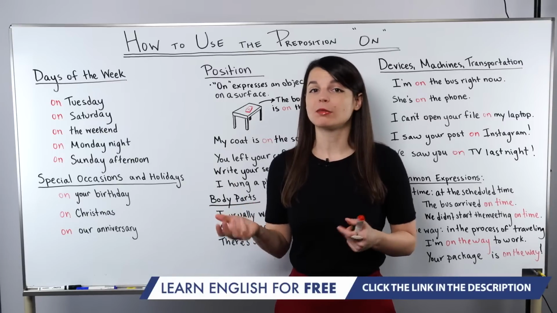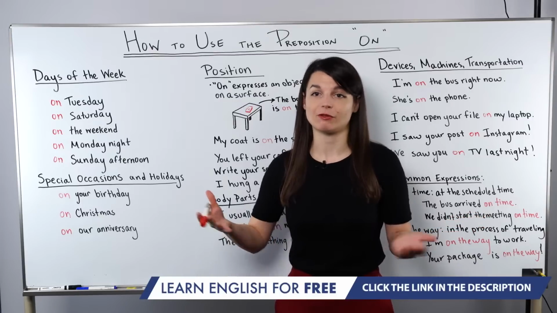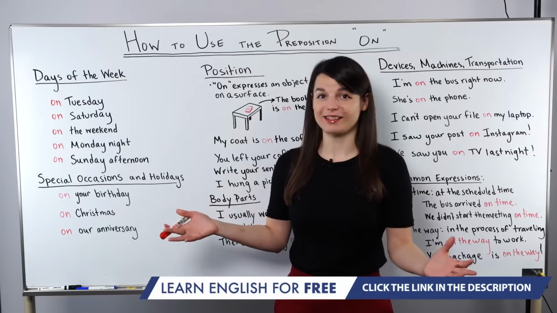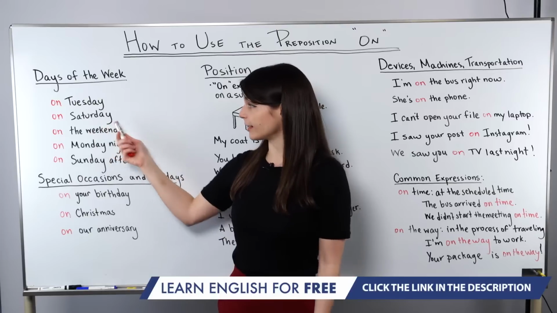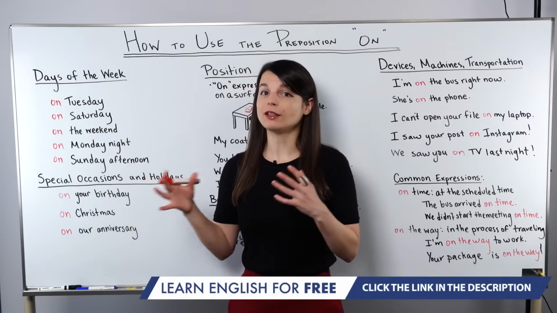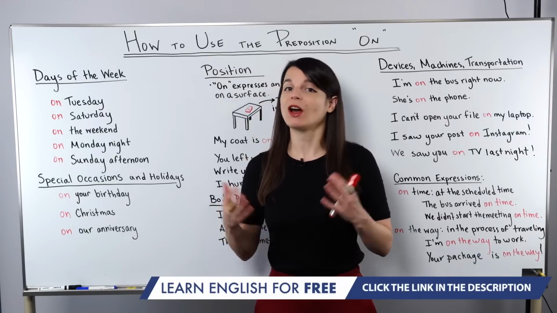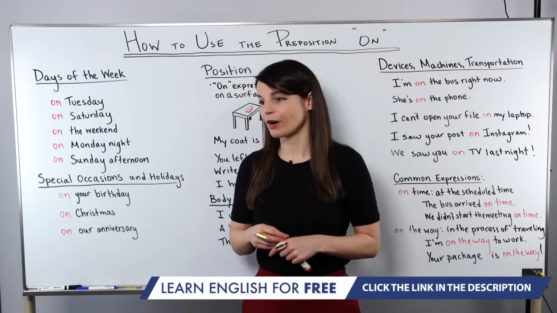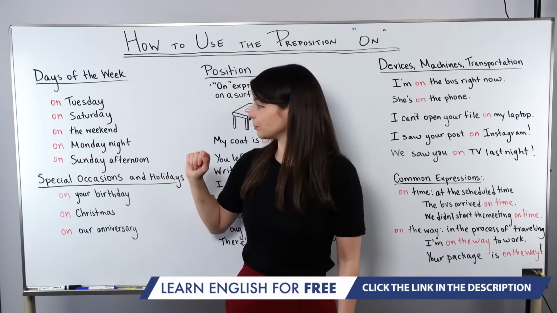We use "on" before days of the week when we're talking about our schedule. This can be for future tense, for past tense, anytime. Some quick examples: on Tuesday or on Saturday. We also use it before the weekend. On the weekend, like when you're talking about your plans. I'm going to go somewhere on the weekend, or I went somewhere on the weekend. We use "on" before the weekend as well.